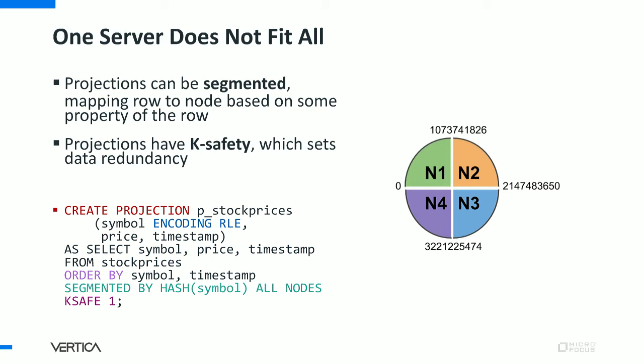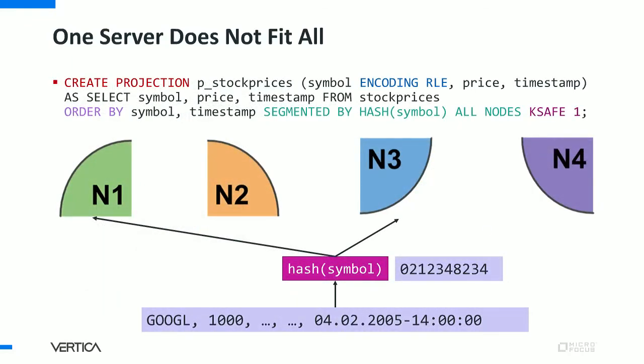Describing the way data is segmented is another part of the create projection statement, as seen in this example. Here we segment on the hash of the symbol column, so all rows with the same symbol will end up on the same node. For each row that we load into the system, we'll apply our segmentation expression. The result determines which segment the row belongs to, and then we'll send the row to each node which holds a copy of that segment. In this example, our projection is marked ksafe 1, so we will keep one redundant copy of each segment. When we load a row, we might find that its segment has copies on node 1 and node 3. So we'll send a copy of the row to each of those nodes. If node 1 is temporarily disconnected from the network, then node 3 can serve the other copy of the segment so that the whole system remains available.